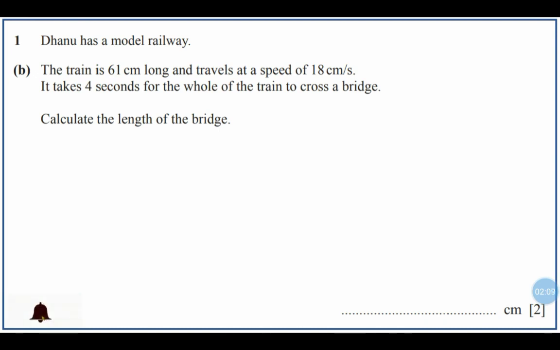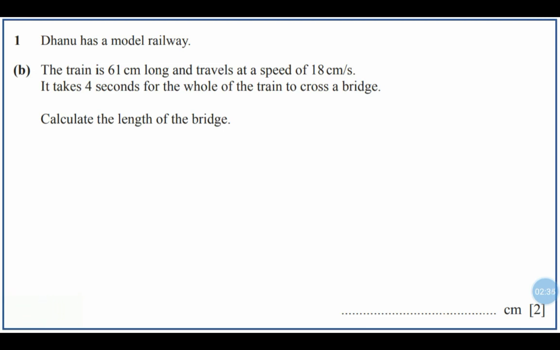Letter B. The train is 61 cm long and travels at a speed of 18 cm per second. It takes 4 seconds for the whole of the train to cross a bridge. So remember, the whole of the train needs to cross the bridge. It should not only be the front area of the train. Calculate the length of the bridge.